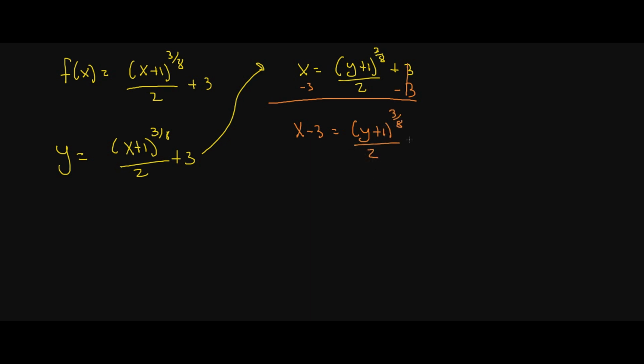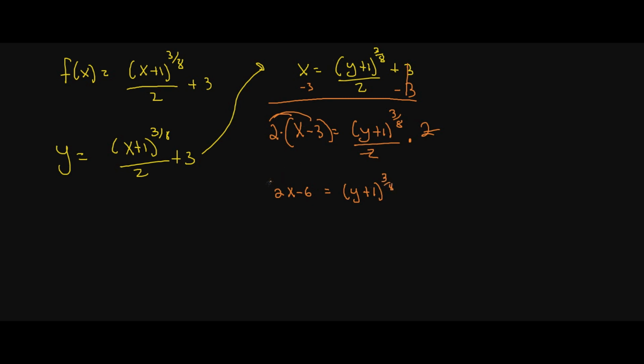Well, what do we do to get rid of the division by 2? We multiply by 2 to both sides. And when I multiply 2 to both sides, I like to put a set of parentheses there. Okay, let's go ahead and just distribute this across. We're going to get 2x minus 6. 2 times x is 2x. 2 times negative 3 is a negative 6, my friends. And we are left with y plus 1 raised to the 3 over 8.